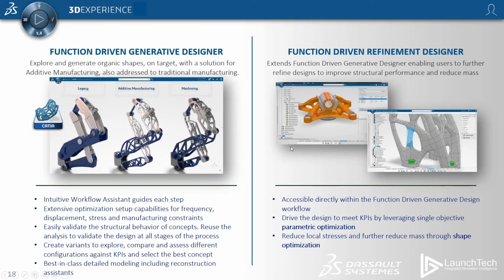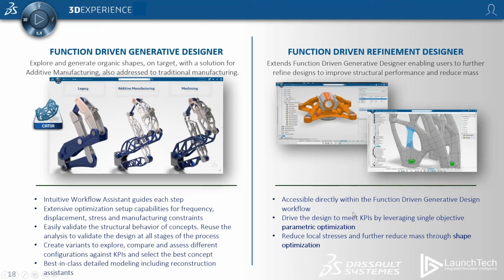And similarly, with the function-driven refinement designer, for the component that you have generated topologically with the optimization, you will be able to recreate the CAD structure of it. Basically, you refine the entire design, because when we say organic design, it might look a little out of the box. To give it a proper shape, to make it look much more aesthetically nice, we can leverage this function-driven refinement designer role, and then do all the design changes.